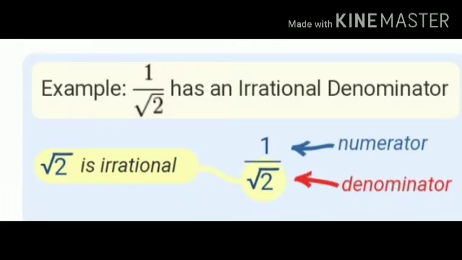Let's see, children, one example of how to rationalize the denominator. Here, children, it's given 1 upon root 2. 1 is the numerator and root 2 is the denominator. Root 2 is the irrational number, children. We have to make it rational. For that we have to multiply by the same digit that is there in the denominator place.